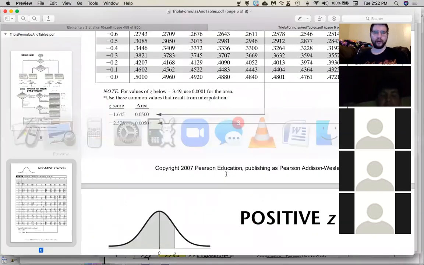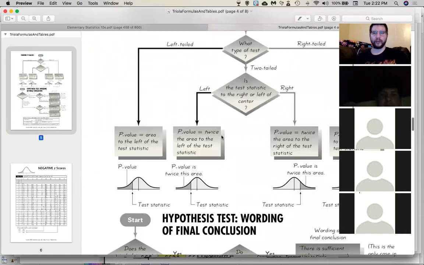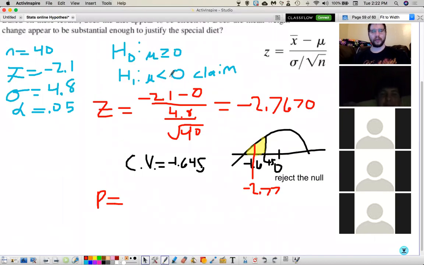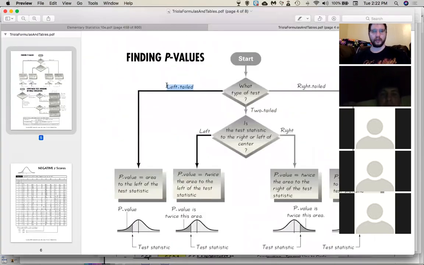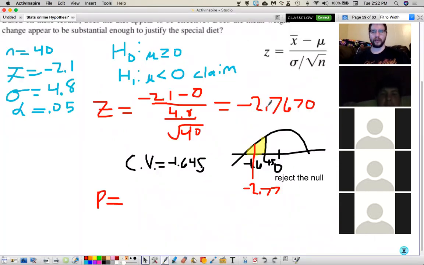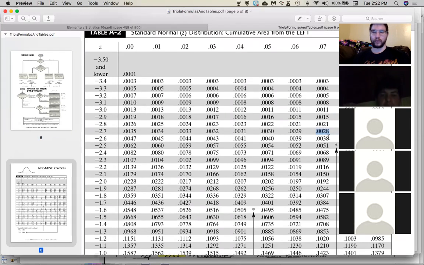Okay, let me see, p-value. I've only done this 152 times. I don't remember. Let me look at the flow chart here. Oh no, I just forgot. What's my tail? Left tail. Left tail. Area to the left of the test statistic. So that's what I'm going to do. I'm going to look up this number and find its area to the left, negative 2.77. That's right here. 0.0028.